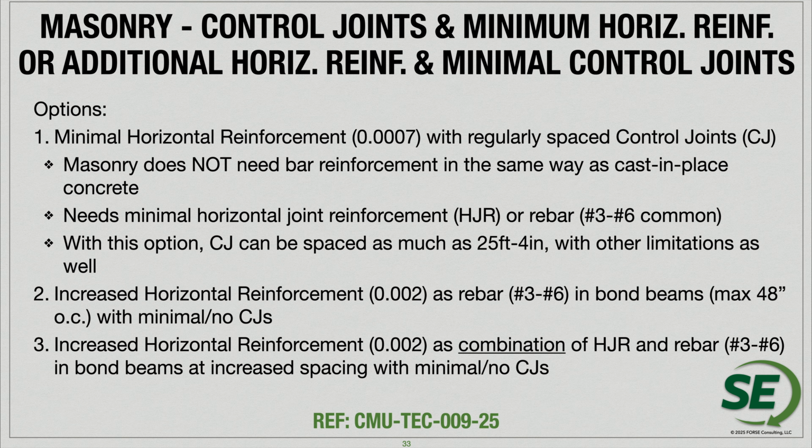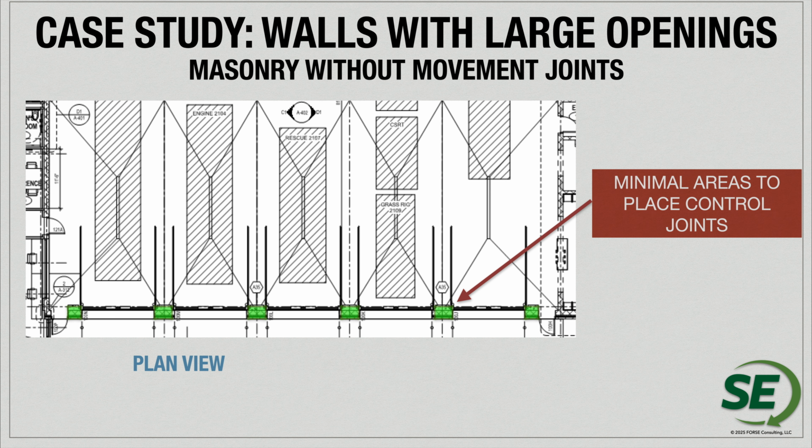The third option would be, again, using that same amount of horizontal reinforcement as a combination of joint reinforcement and rebar. And we'll talk about maybe why that comes into play in a few slides. But anyway, we want to look at where this would be applicable.